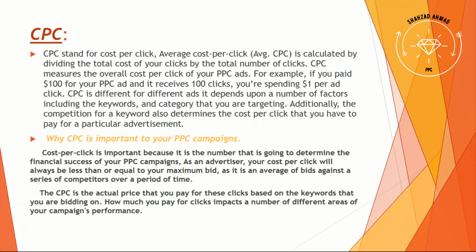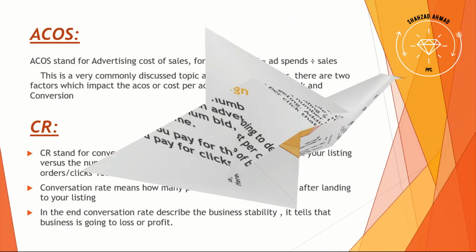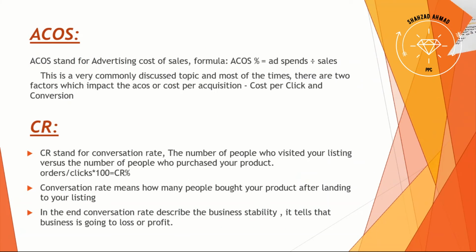So this is the cost per click that Amazon charges you for your click. When a customer clicks on your ad, Amazon charges you the money. This is CPC, cost per click. Hope you understand it. Next is ACOS.